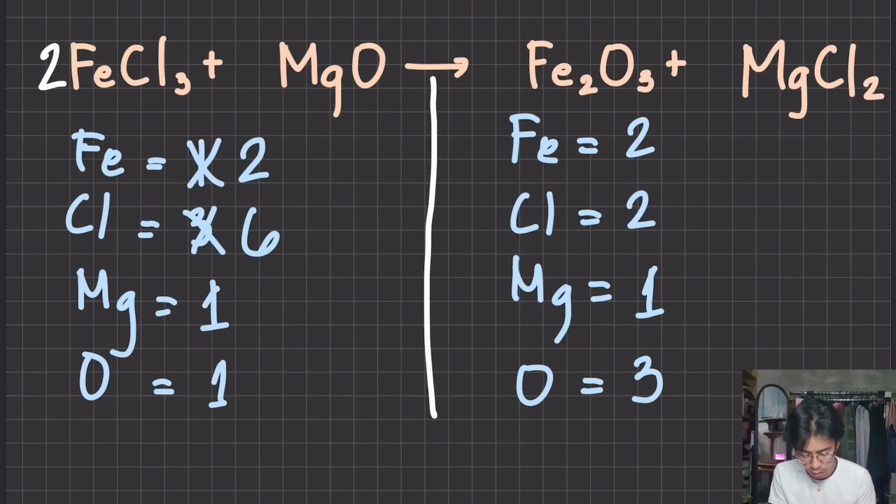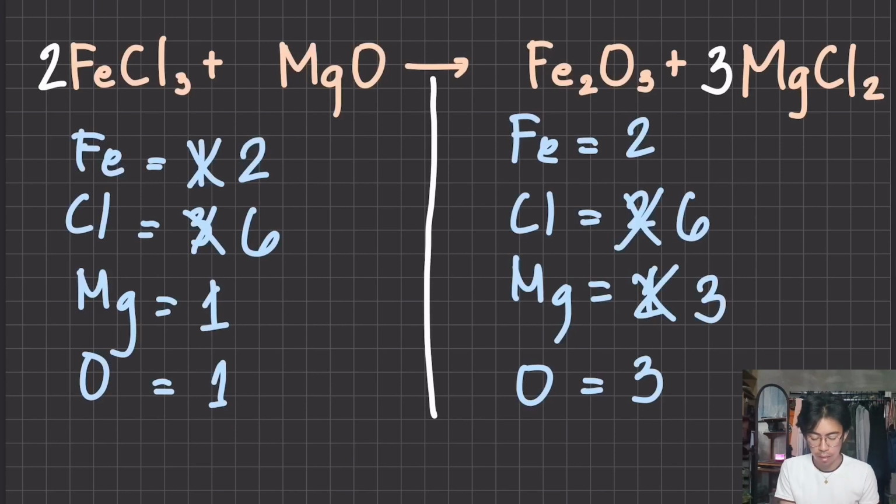Now let's check chlorine. Chlorine is 6 on the reactant side and 2 on the product side. Therefore, let's manipulate the number of chlorines. So since we have a lesser number on the product side, we manipulate the product side. We write 3 in front of MgCl2 to make the number of atoms of chlorine equal to 6. Chlorine now is equal to 6. Magnesium also changes. Magnesium is now 3. Chlorine is now balanced. Let's check magnesium.